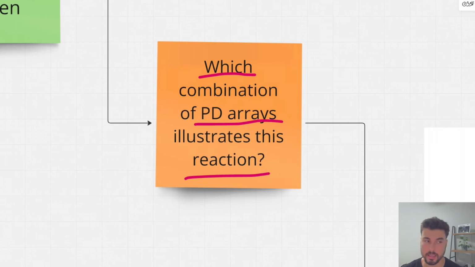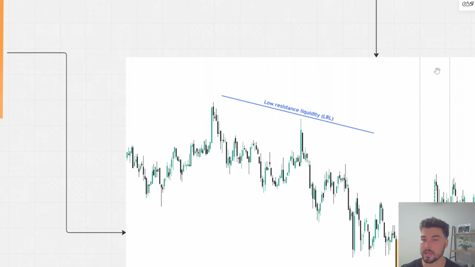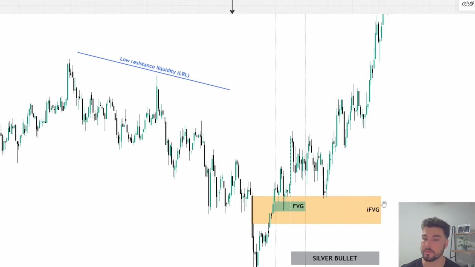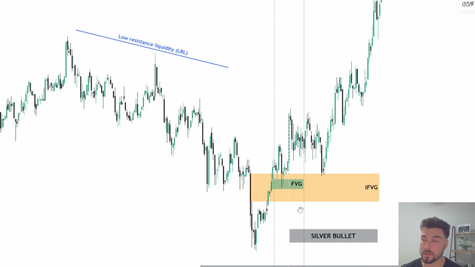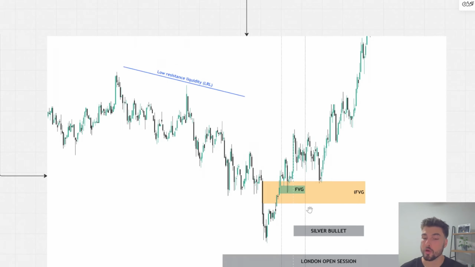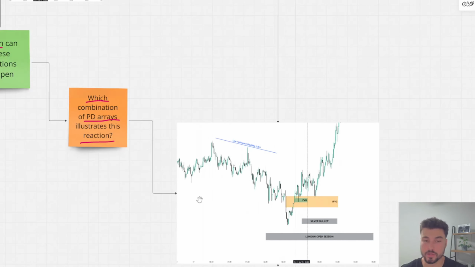It's as simple as it gets, guys. And in this case, we said that the combination of the fair value gap and the inversion fair value gap indicate a reaction during a key time frame, being the macro, reacting from a point in the price, which is the 15-minute fair value gap. And that's just one example.